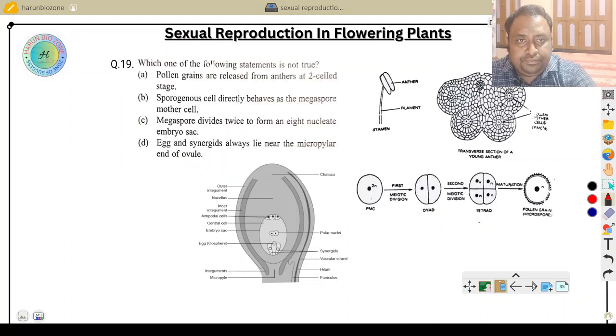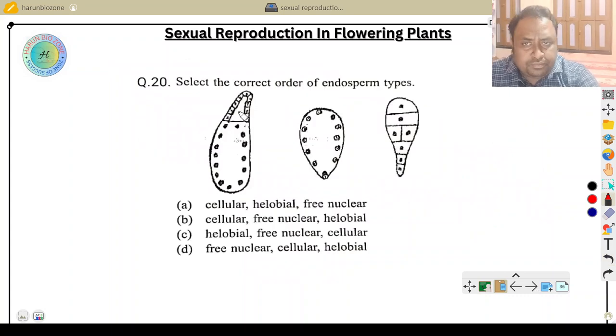Next question, here this is the division of pollen. This is the four-cell stage of pollen. Select the correct order of endosperm type. Endosperm is the food of the embryo. How does endosperm divide? It is cellular type of division, free nuclear division, or helobial type of division. So here the answer is C.